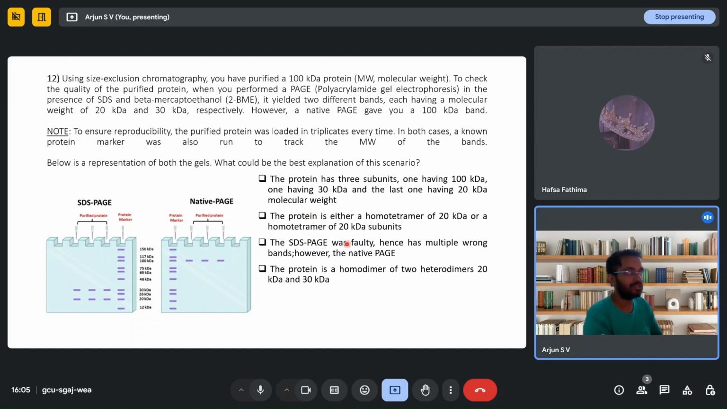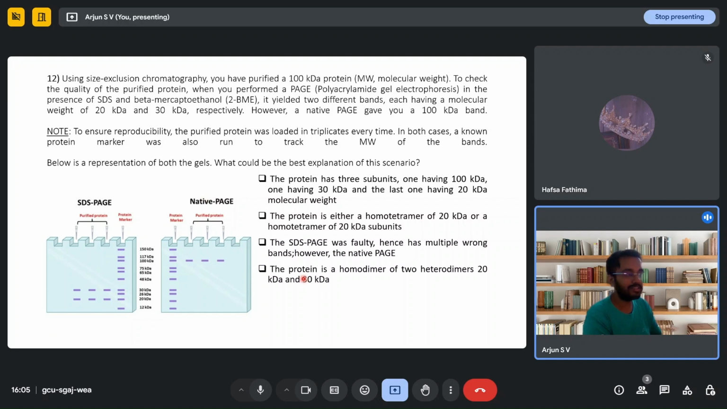The third option: the SDS page was faulty, hence has multiple wrong bands. This option is also not correct, because even with SDS it's forming the true triplicate, and even in the native page it's forming the true triplicate. So the SDS page cannot be faulty.